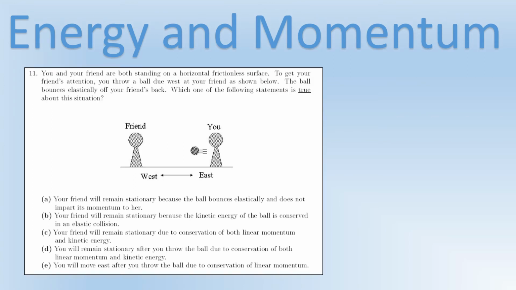Okay, so you and your friend are both standing on a horizontal frictionless surface. To get your friend's attention, you throw a ball due west at your friend as shown below. The ball bounces elastically off your friend's back. Which one of the following statements is true about the situation? So pause it, have a read, and select which one you think.